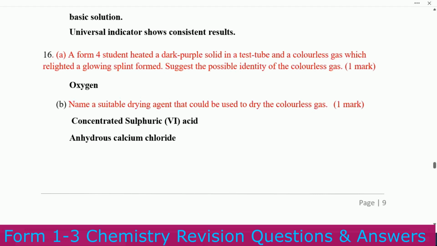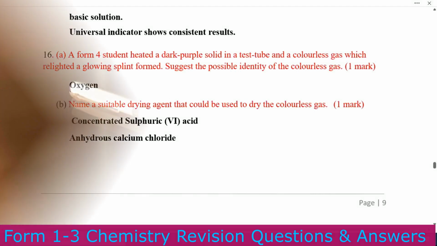Question number 16. A Form 4 student heated a dark purple solid in a test tube and a colorless gas which relighted glowing splints formed. Suggest the possible identity of the colorless gas. That one is oxygen. B. Name a suitable drying agent that could be used to dry the colorless gas. That one is concentrated sulfuric acid.